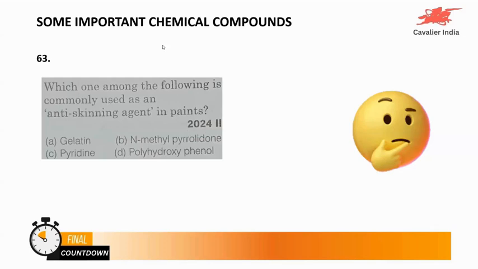Polyhydroxyphenols are usually used. Okay. Commonly used anti-skinning agents are MEKO. MEKO means methyl ethyl ketoxime. Then polyhydroxyphenol is used. BHT is used, butylated hydroxytoluene. And cyclohexanone oxide is also used. Okay. Here the right option is polyhydroxyphenol, used as an anti-skinning agent.